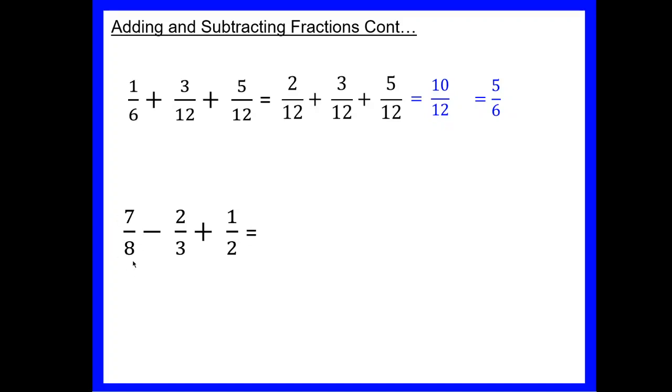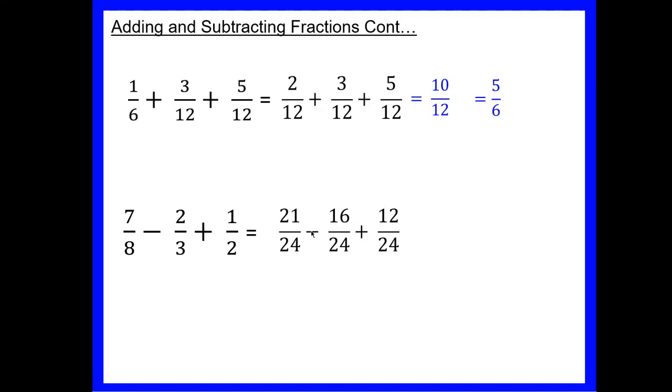So again, find your equivalent fractions. So to get from 8 to 24, I've got to times by 3. So I'm going to times the whole of this one by 3. From 3 to 24, I'm going to times by 8, so times everything by 8. And from 2 to 24, we've got to times by 12, so we're going to multiply everything by 12. So there we are, there's our 24s, and we've multiplied our numerators as well. So do this one bit at a time.